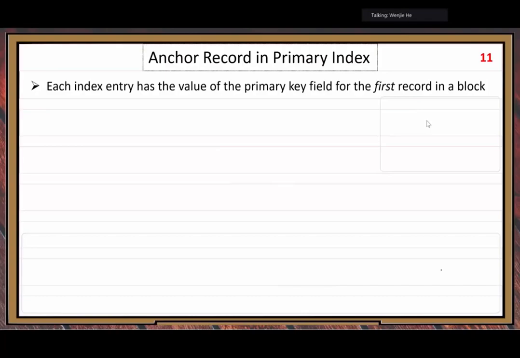Each index entry has the value of the primary key field. I talked about primary key field last time. Do not get confused. This primary key is different from our previous primary key. The meaning is different. It is the primary key field for the first record in the block. Anchor.